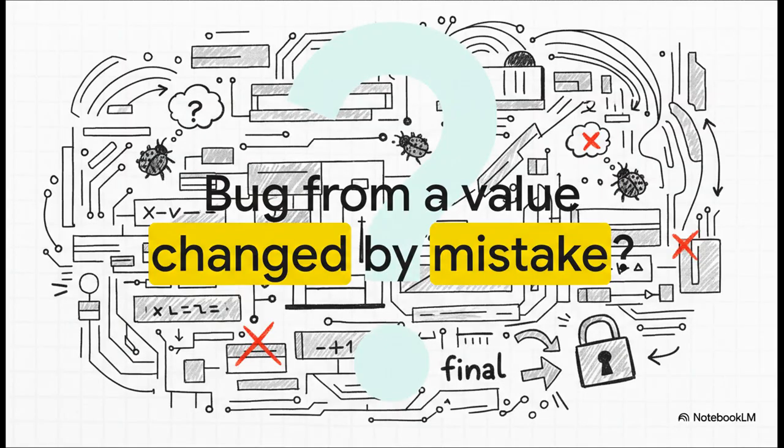Oh, we've all been there, right? You're spending hours, maybe even days, hunting down some bizarre bug. And what do you find? Some critical value, an important ID, was accidentally changed somewhere deep, deep in the code. It is so frustrating, and it's a completely avoidable problem.